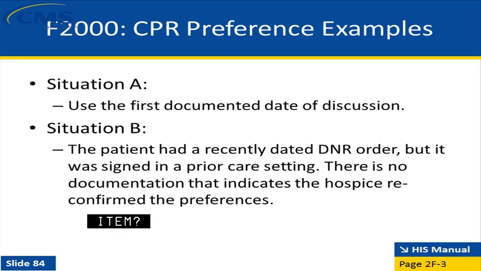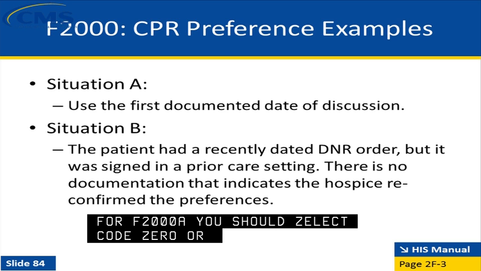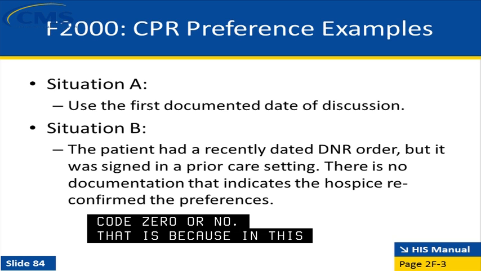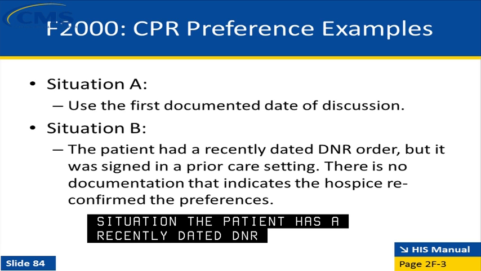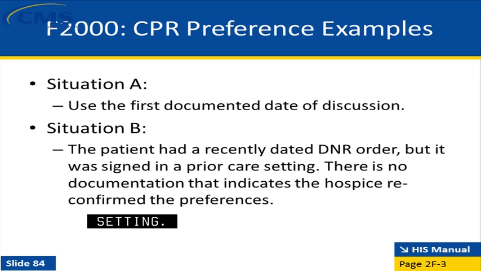So for F2000A, you should select code 0 or no, and you would not enter a date, but skip to the next item, F2100. And this is because in this situation, the patient has a recently dated DNR order, but it was signed in the previous care setting. There's no documentation in the hospice clinical record to indicate that the hospice reaffirmed the patient's preference.